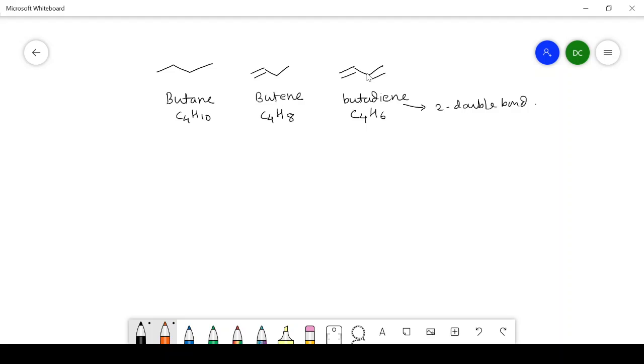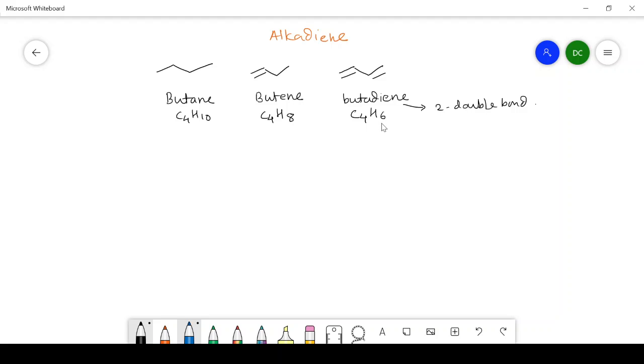Therefore, in this lecture, we will discuss aliphatic hydrocarbons with two double bonds, and these compounds are generally called alkadienes. So the point of discussion is alkadiene. If you look at the structure of butane, butene, and butadiene, and the molecular formula of these compounds, then there is a decrease in the number of hydrogens.